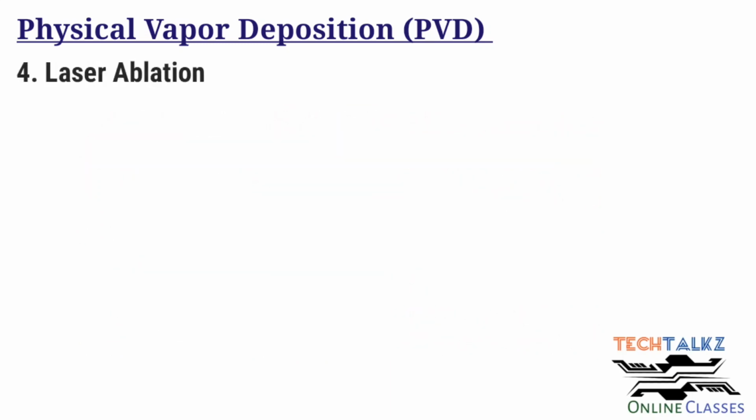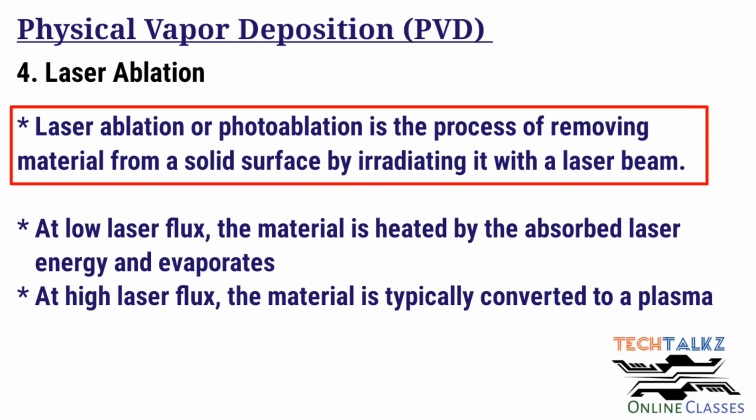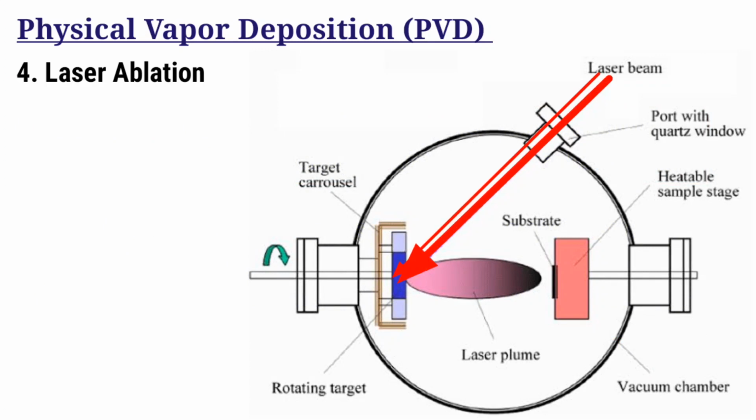Okay. The last one is laser ablation. The deposition through evaporation by laser is called laser ablation. Here the target or the source material is evaporated with the help of a laser beam. Here a high power pulse laser is focused onto the target and it is ablated to form a plume of atoms and molecules, and it is directed towards the substrate and there will be deposition.